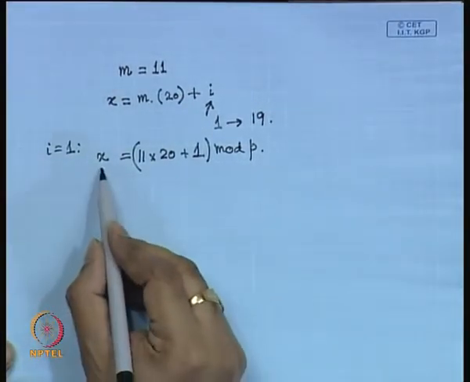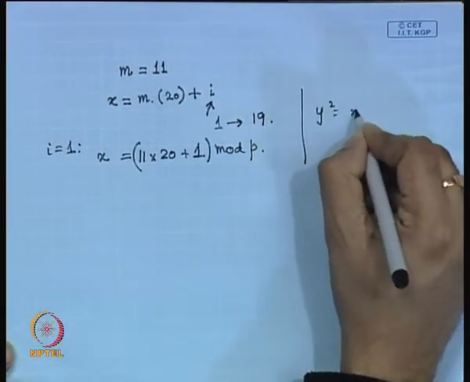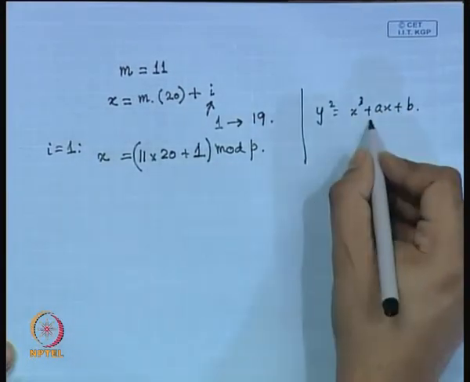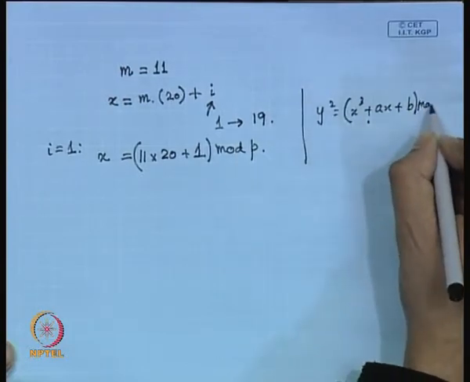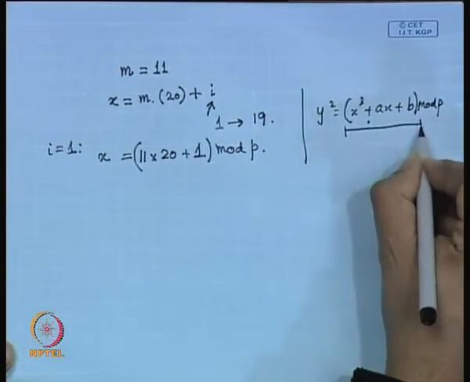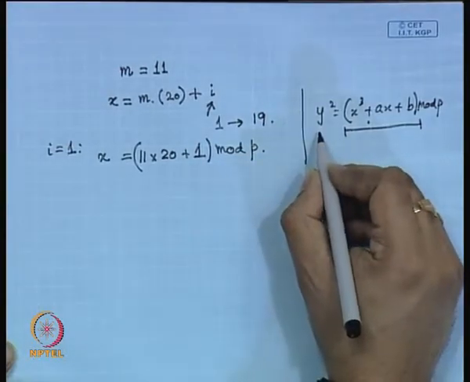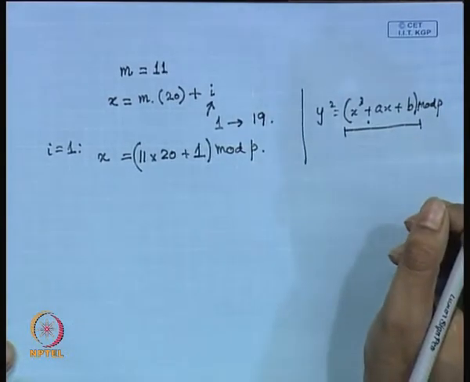So, now if you get this value of x and you know that there is a corresponding curve equation, y square equal to x cube plus ax plus b, you take this x and substitute it into the equation, and you know that this is again modulo p. That means the number you get should be a quadratic residue, because if it is, then there is an integral solution for y. That you can check by the techniques that we have seen previously.